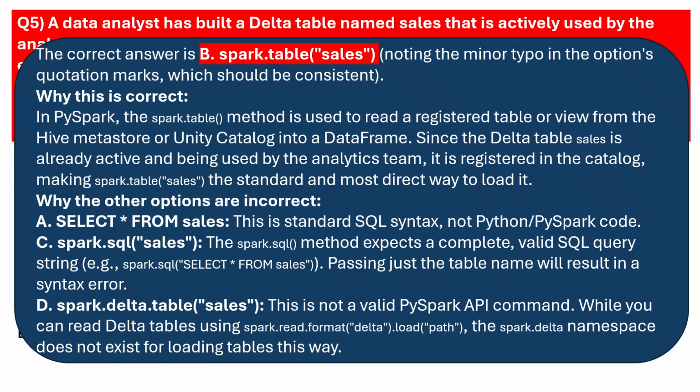Why the other options are incorrect. A. SELECT * FROM Sales. This is standard SQL syntax, not Python or PySpark code. C. spark.sql("Sales"). The spark.sql method expects a complete valid SQL query string, e.g. spark.sql("SELECT * FROM Sales"). Passing just the table name will result in a syntax error. D. spark.delta.table("Sales"). This is not a valid PySpark API command. While you can read Delta tables using spark.read.format("delta").load(path), the spark.delta namespace does not exist for loading tables this way.